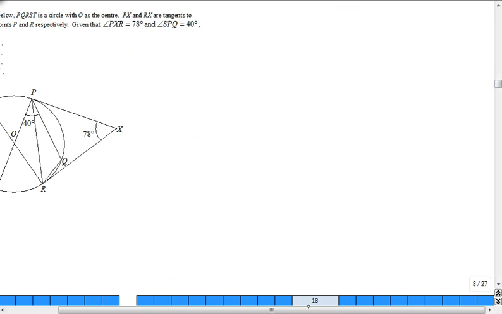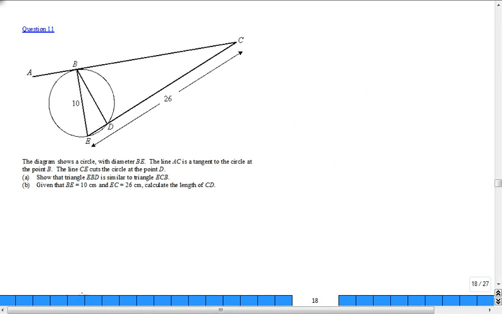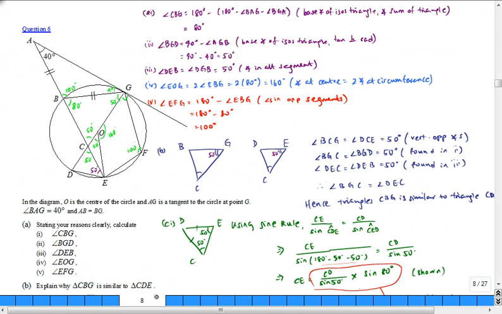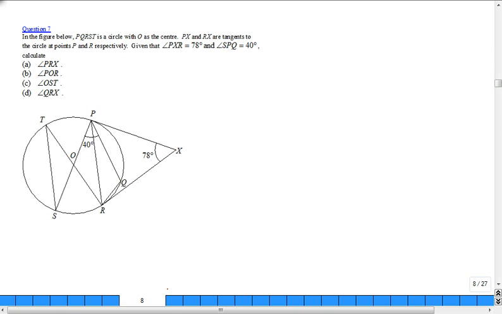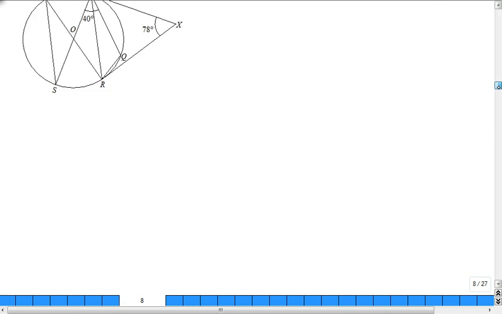Now, question 7. You have checked your answer in the answer key. Any parts you need me to go through? 7A, 7B, C, D. All okay, huh? Then let's go on to question 8.